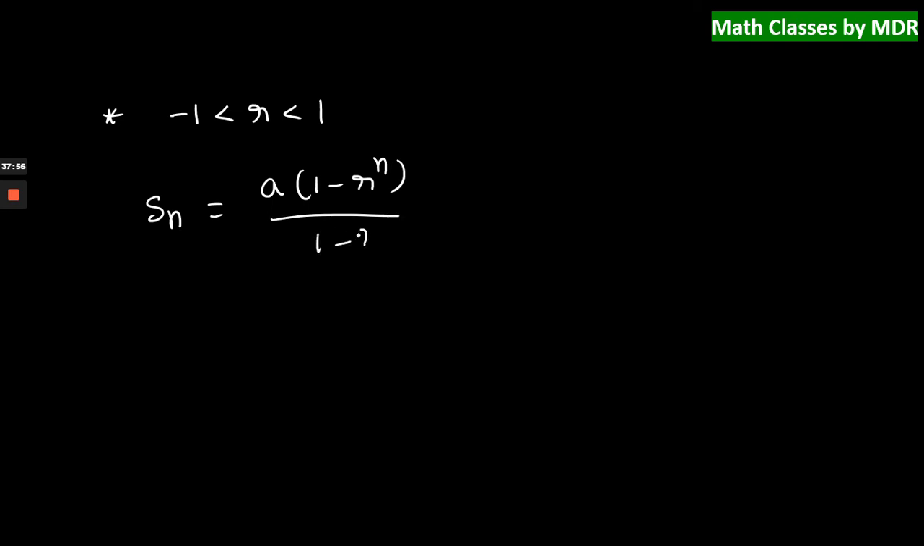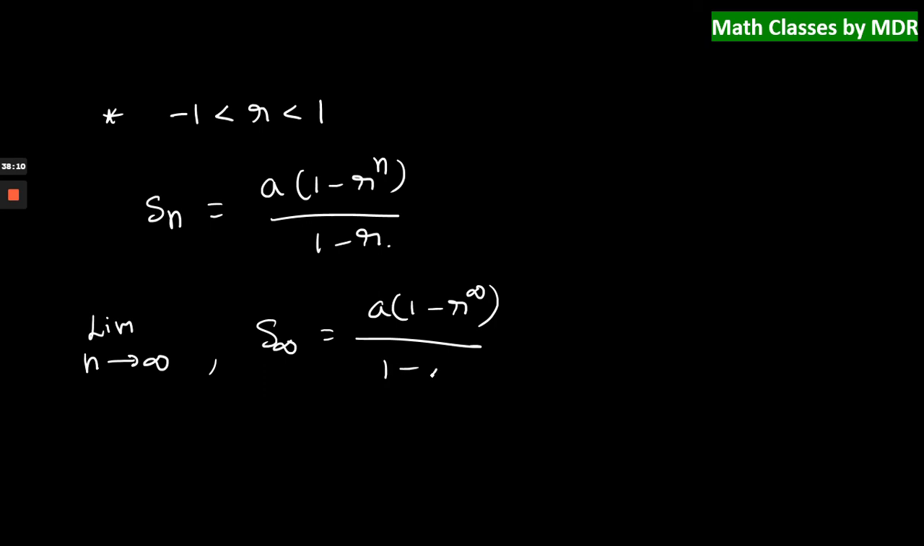Suppose r lies between minus 1 and plus 1, that means r is a fraction. Let's see the general equation: S_n = a(1 - r^n)/(1 - r). What happens in the limiting case, when n tends to infinity? What is S infinity? It is a(1 - r^infinity)/(1 - r).